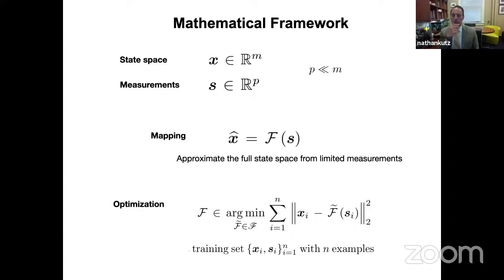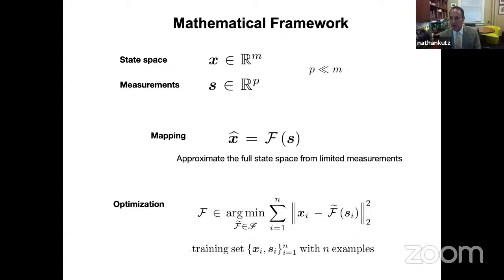What do I want to do? I want to construct a mapping from my measurements S to reconstruct the state space, to estimate the state space X. So the mapping is given right there. X hat, which is my approximation to the state space, is just some map F from the sensors S.